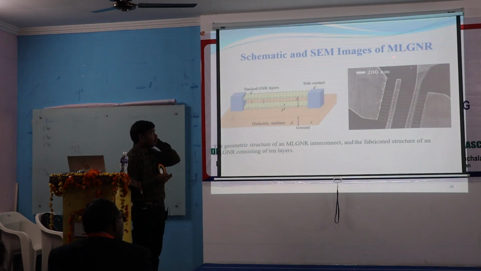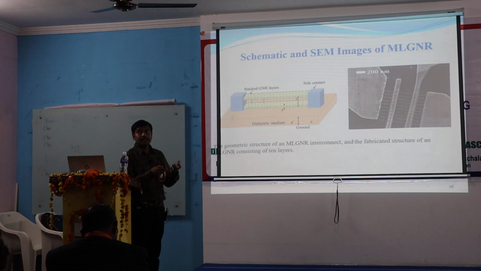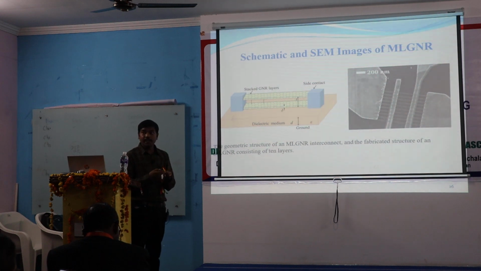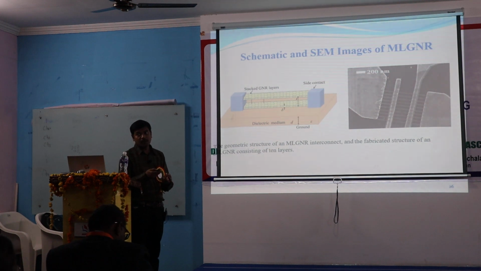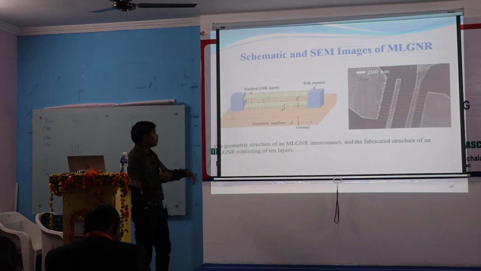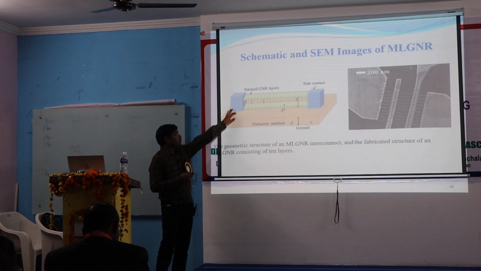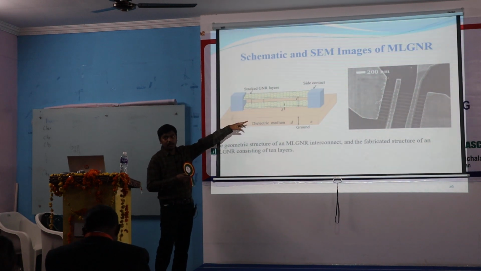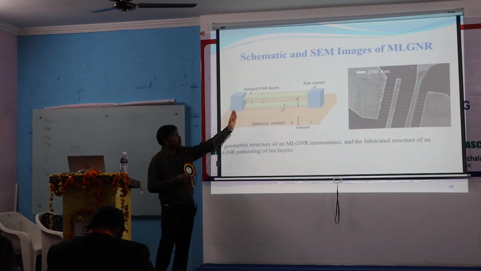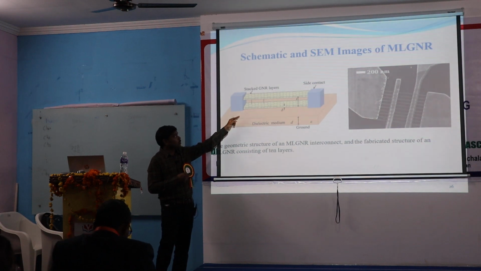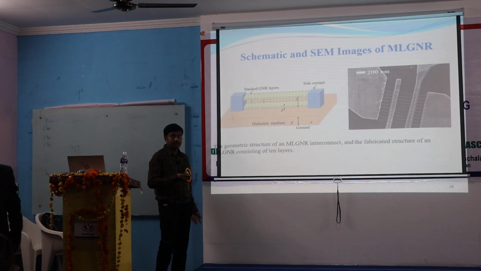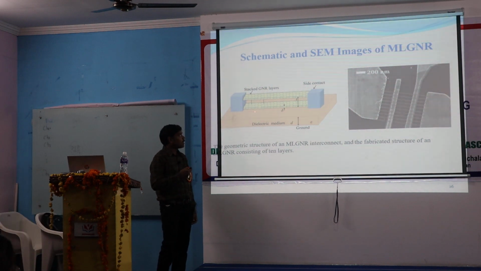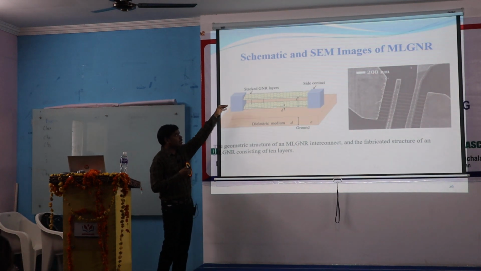Similarly, just like SWCNT and MWCNT, in GNR also we have multiple layers. So this is your cathode and that is your anode, right? You want to communicate between cathode and anode. We can place many layers because one layer of conduction is not sufficient. So that's why we can place many layers in parallel.